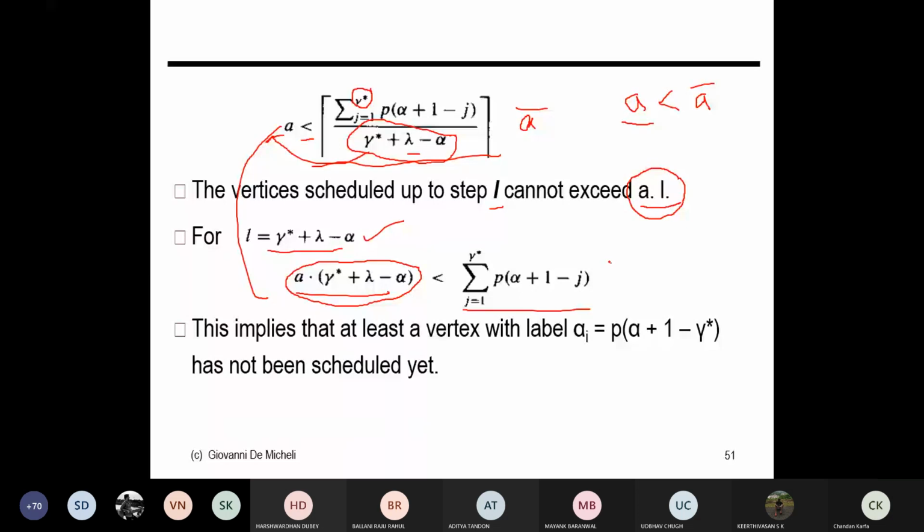If we put j equal to 1 here, it is basically p alpha, right? If you put j equal to 2, this is p alpha minus 1. Then p alpha minus 2, till if you put gamma star, this is p alpha plus 1 minus gamma star, right? So what does it mean?